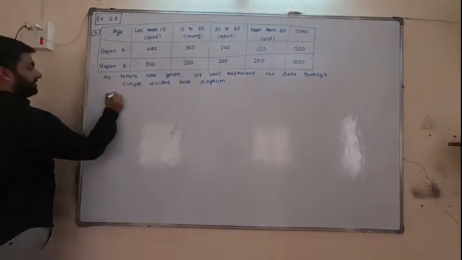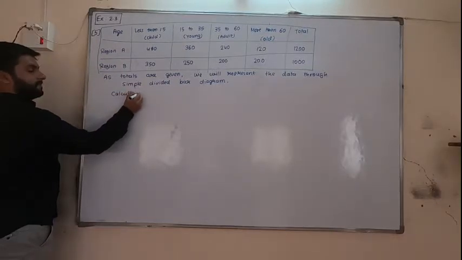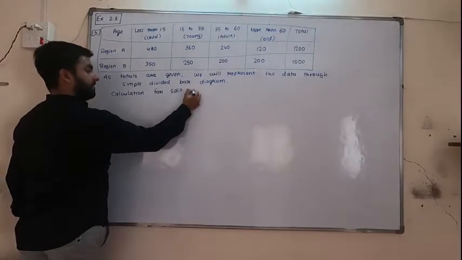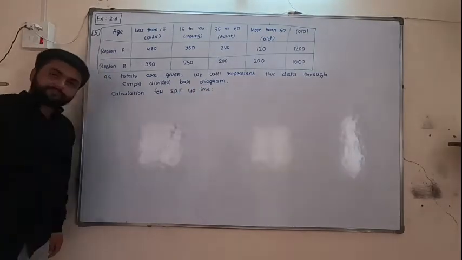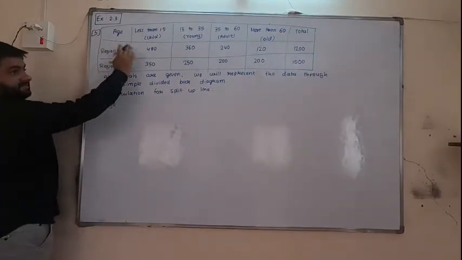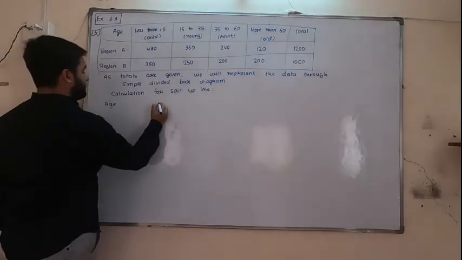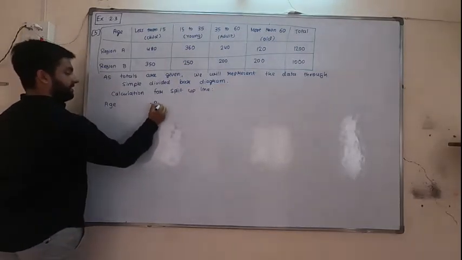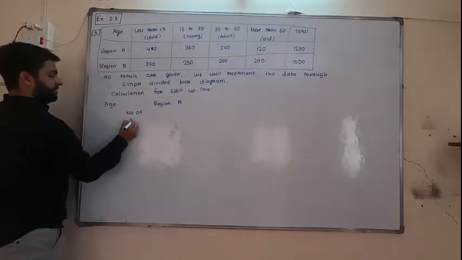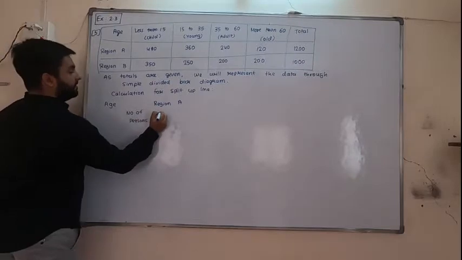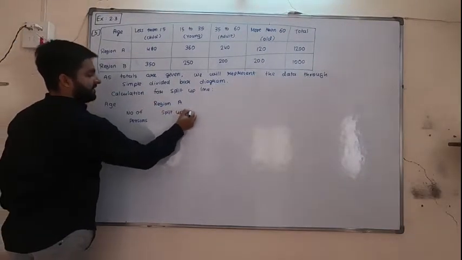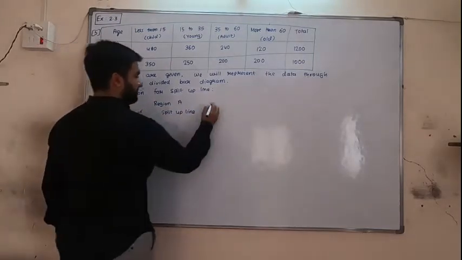After that, calculation for split up line. For that, we are drawing the columns. The first column is X, these are horizontal, we will represent it vertically. Now here the region A, number of persons, these are number of persons. Then split up line, this space is required.